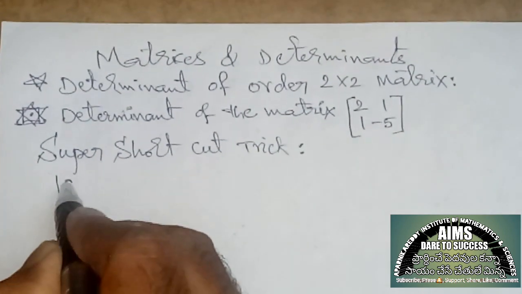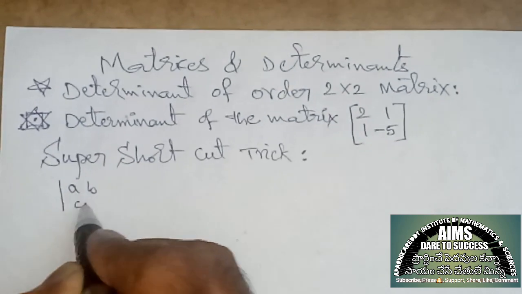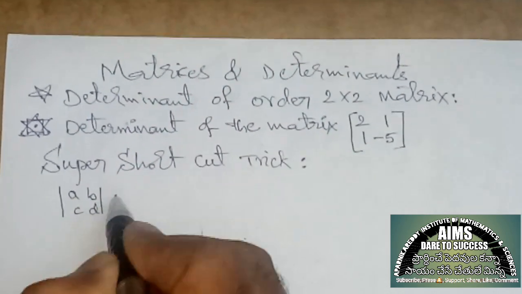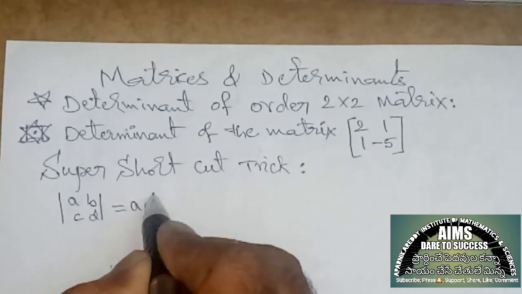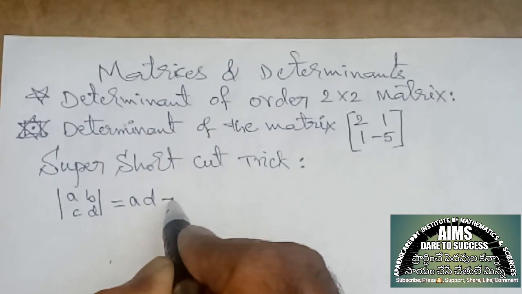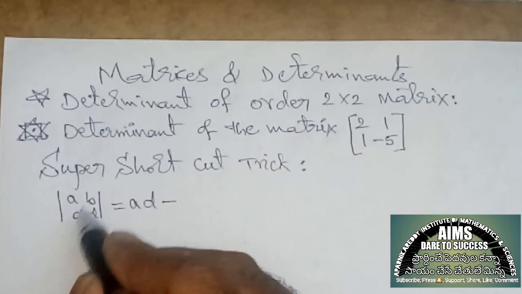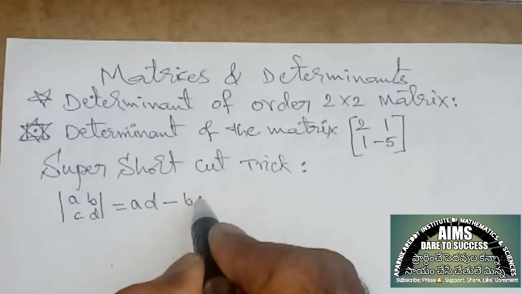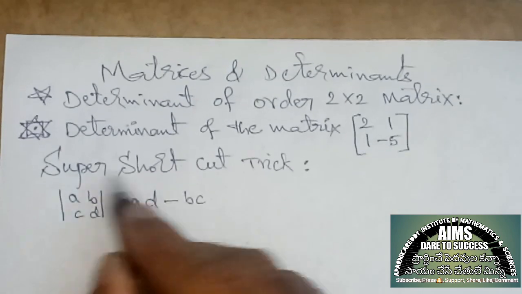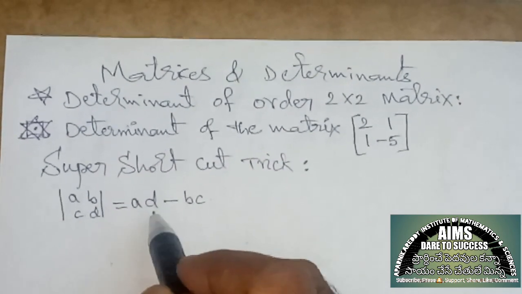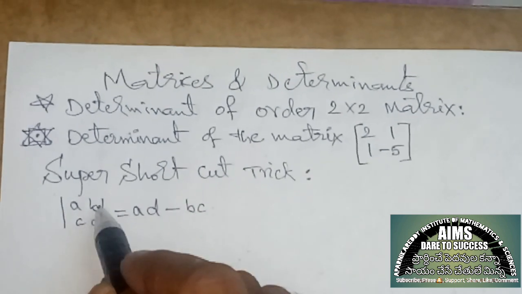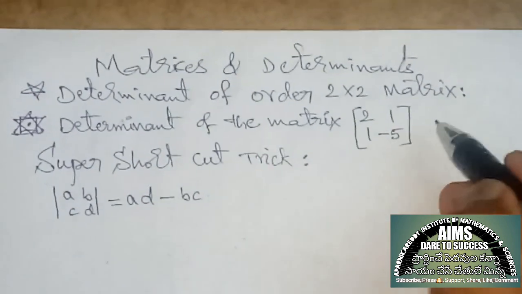So det of the matrix A, B, C, D is equal to: cross multiply A into D, AD. After that write minus, next multiply B and C. You will get det ABCD is equal to the formula AD minus BC.